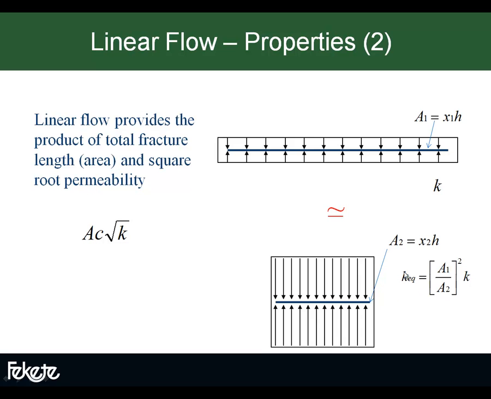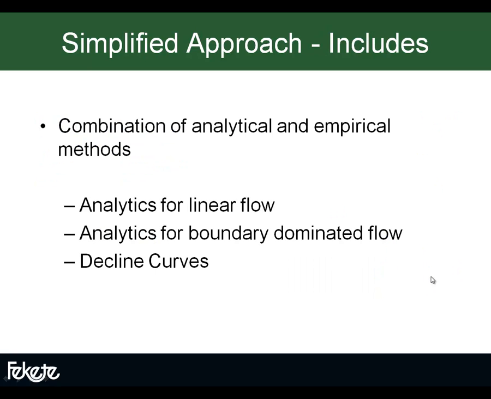And so we use this concept of equivalent permeability, which equates the two, using the ratio of the areas, total fracture areas of these two cases, and the permeability. So let me talk a little bit about this simplified approach. We're going to use a combination of some analytical and empirical methods to assess what's going on in that reservoir. And at the end, we're going to use decline curves to determine a long-term production forecast and expected ultimate recovery, the same way that we do with conventional reservoirs, but with an unconventional approach.